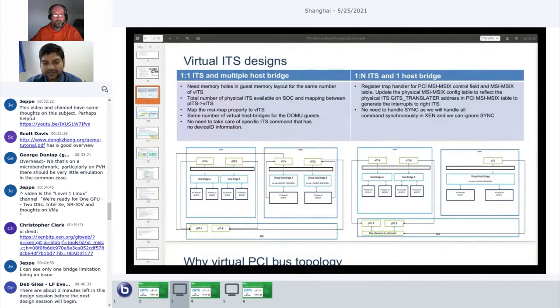Yeah, the one-to-one approach is having one virtual ITS per physical ITS and one virtual bridge for each physical bridge. Okay, yeah. I suspect that is going to be an easier thing to implement. Yeah, it requires lots of implementation and changes. But for the one-to-N, I already modified the code for PCI MSI-X that is already available for the x86 side, and it is working fine as of now. The one-to-one I need to start implementing.